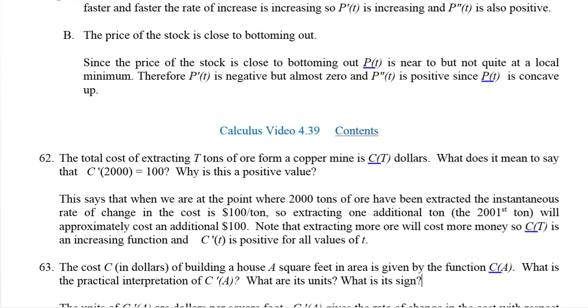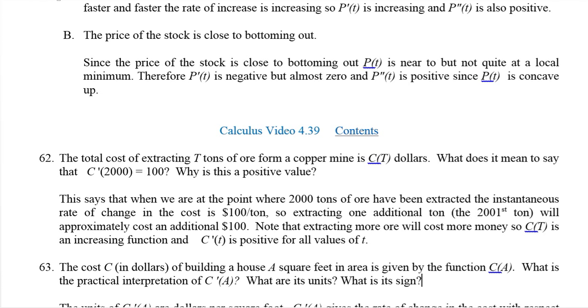Okay, well, let's see. To make sense out of this, C is the cost in dollars, A is the area in square feet. If we increase the input A by adding a square foot, are we going to increase or decrease the cost of building the house? That's going to probably add at least a little bit of cost to the house, maybe a lot, but at least some. So C of A is an increasing function, which means C prime of A is positive. The units of C prime of A are the units of C over the units of A, so that would be dollars per square foot.